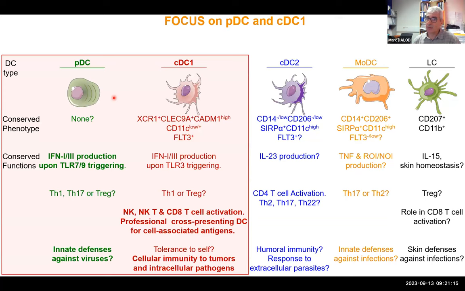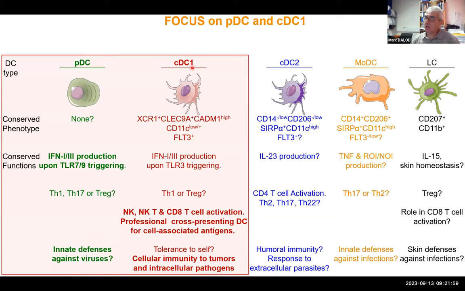In my team, we are focusing especially on plasmacytoid dendritic cells and type 1 conventional dendritic cells because I'm especially interested in antiviral responses and anti-tumor responses. PDCs are professional producers of type 1 and type 3 interferon upon triggering of toll-like receptors 7 and 9. Type 1 and type 3 interferon are the most efficient antiviral cytokines in the body and are critical for antiviral defense in mouse and human. TLR7 and TLR9 are sensors in the endosomes of cells that detect nucleic acids derived from engulfed viruses. So this is really important for sensing viral infections, and therefore PDCs are proposed to be very important for innate defenses against viruses.